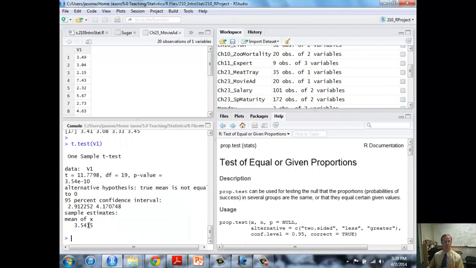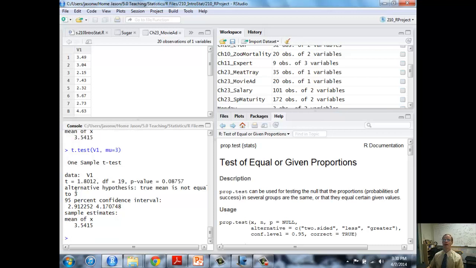Now, we want to pay a little attention here. We've got the mean, so that looks good. And it says alternative hypothesis, true mean not equal to 0. That is not what I want, and the p-value is incorrect. So there are two things that I need to do. The first one is the argument called mu, which you set equal to your hypothesized value, which in our case was 3 minutes. Now the p-value got a lot nicer, and true mean is not equal to 3.